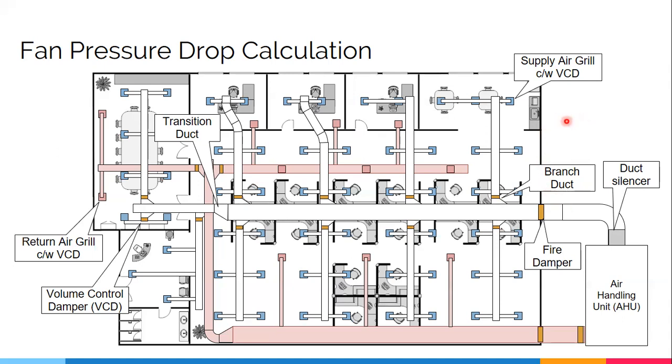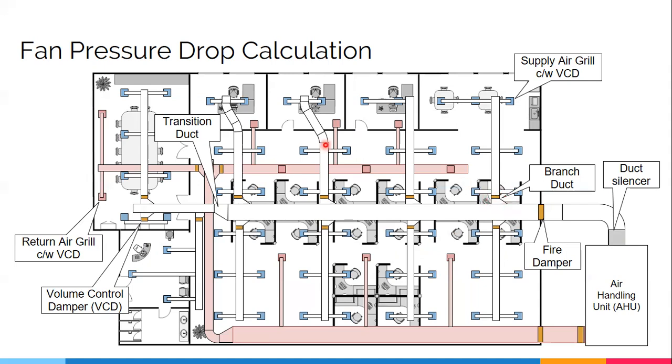And outside the office, we put fire dampers, assuming that our AHU room is just beside the office. This one is a VCD, or volume control damper, and this one is our duct silencer, so that the noise from the air handling unit doesn't transfer to the office. You can also see the type of branch duct that we are using. We're using the shoe type. Okay. Later, I'm going to show you the different types of branch duct and how we're going to calculate the pressure drop for each type of branch duct.